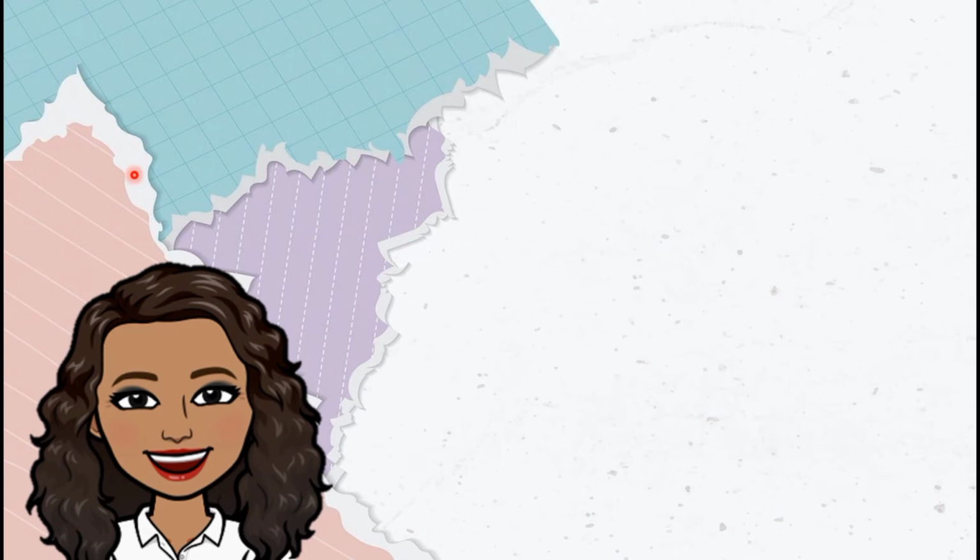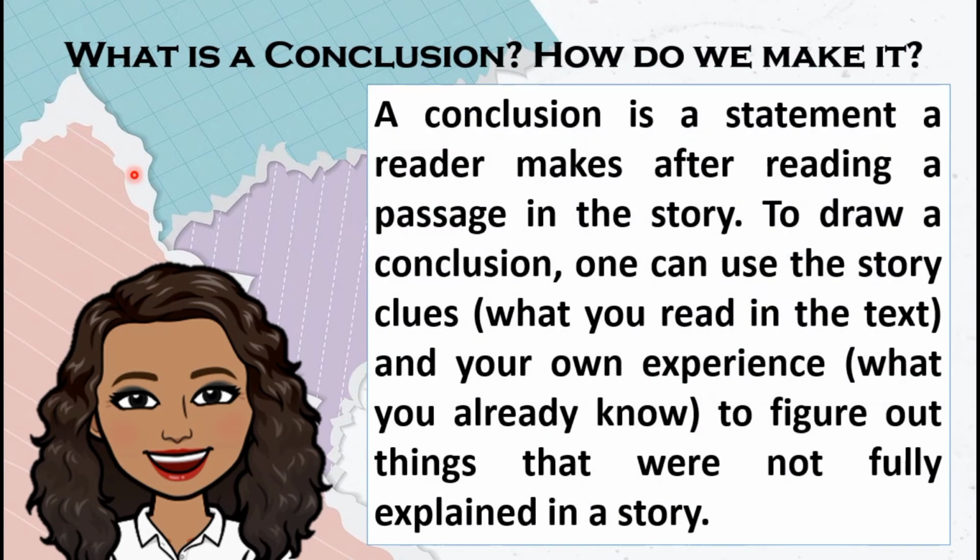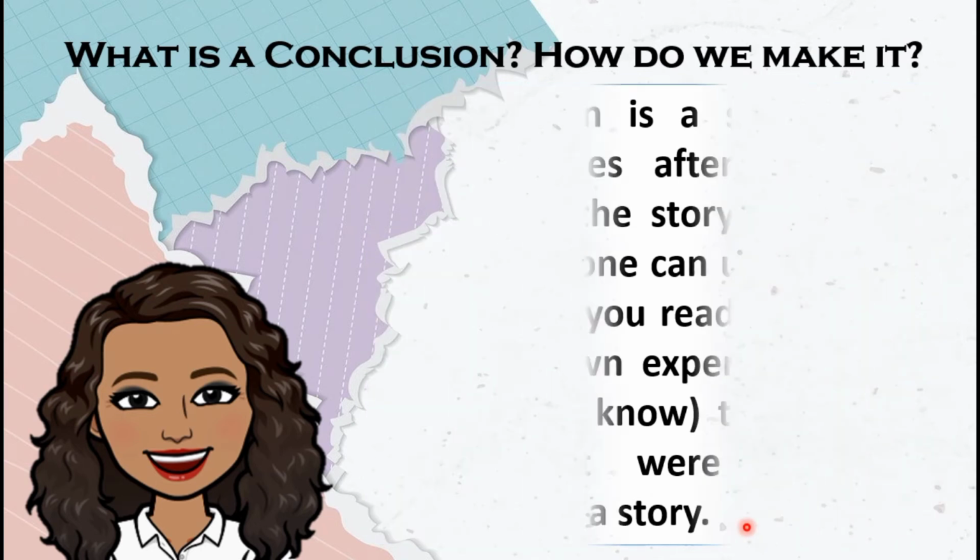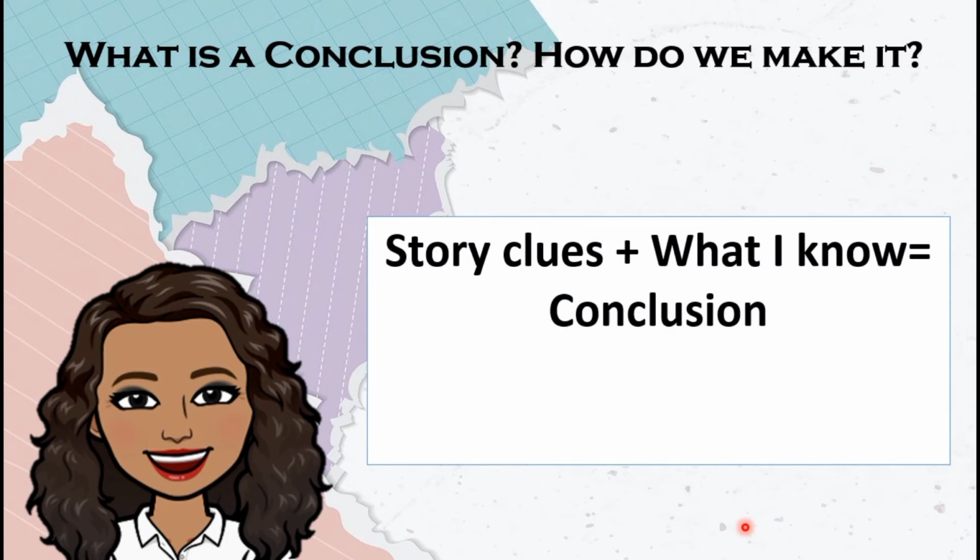But what is a conclusion anyway, and how do we make it? A conclusion is a statement a reader makes after reading a passage in the story. To draw a conclusion, one can use the story clues, or what you read in the text, and your own experience, or what you already know, to figure out the things that were not fully explained in the story. To put it simply, we must remember the formula: story clues plus what I know equals conclusion.